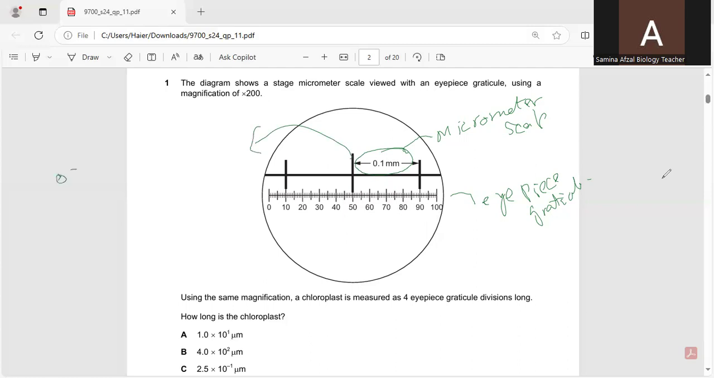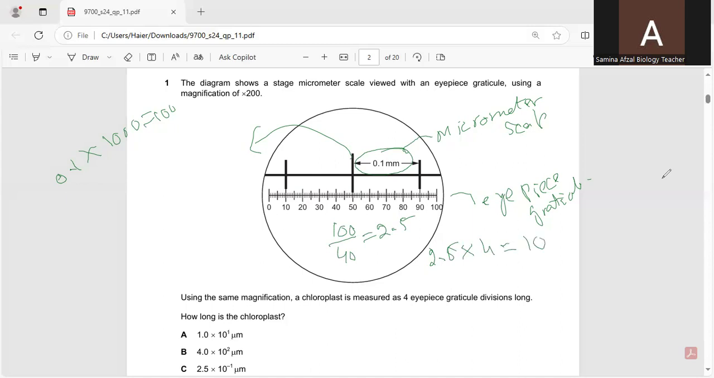So we will multiply 0.1 with 1000. So the answer will be equal to 100. So 100 micrometer is equal to 40 units of eyepiece reticule. So we will divide this 100 by 40, which will be equal to 2.5. So we will multiply this 2.5 with 4. So the answer will be 10.